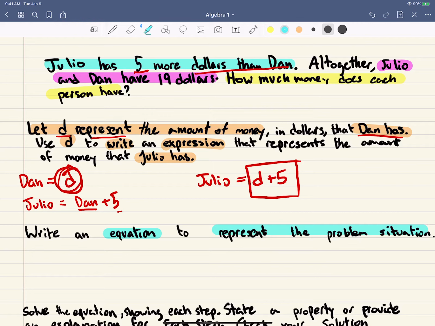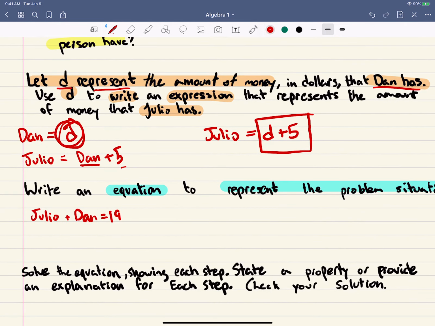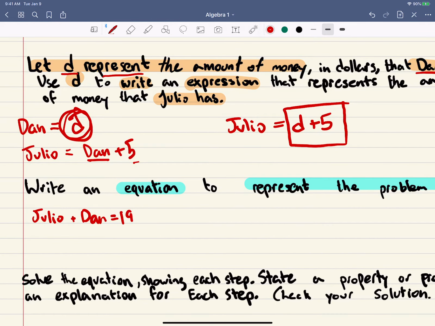All right. So we can go with this purple statement right here, right here in the beginning: Julio and Dan have $19. So whatever Julio has plus however much money Dan has, that's equal to 19, all right? That's basically what we're trying to figure out. And this right here is how we say it verbally. Julio and Dan, whatever they have, equals $19, right?